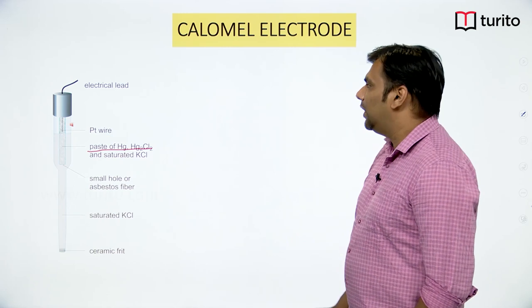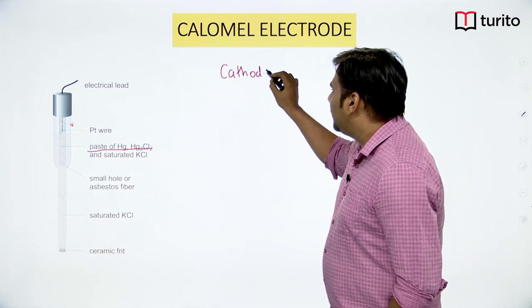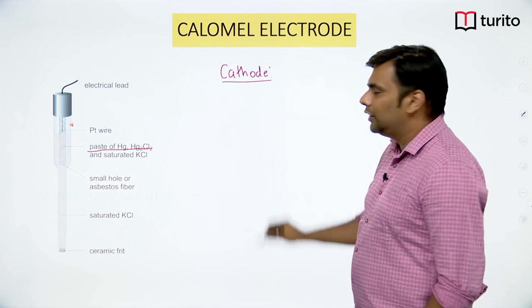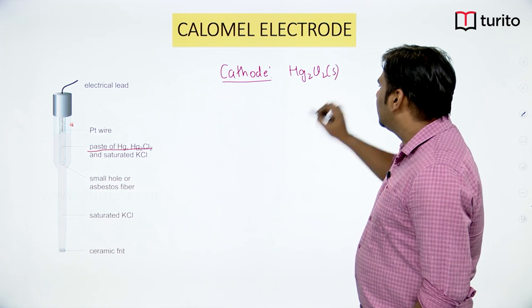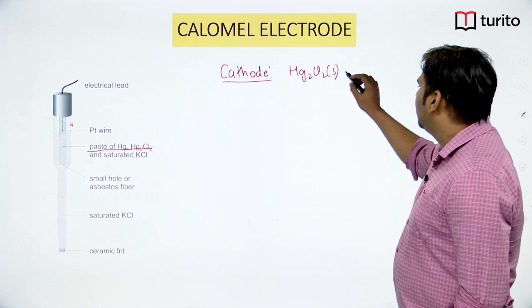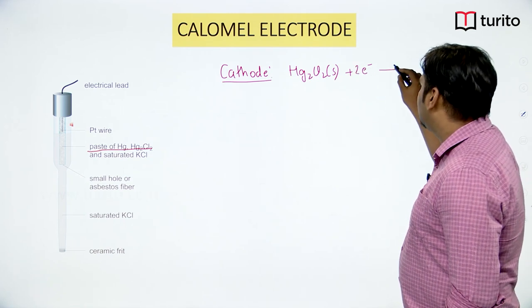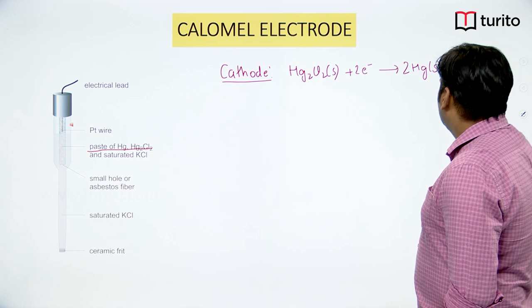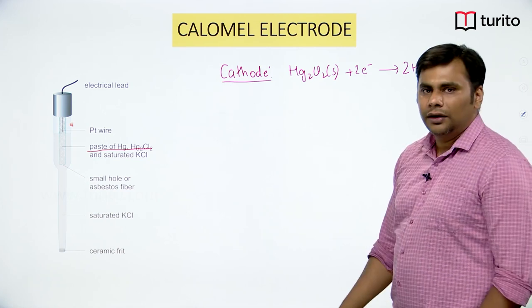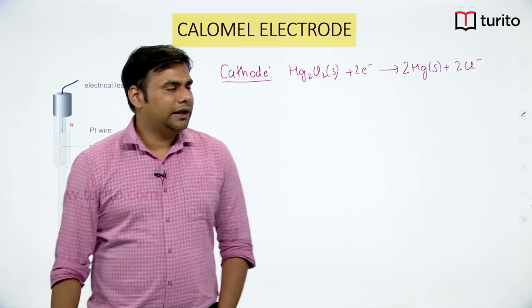Okay, so in the calomel electrode, let us say it is acting as a cathode. In the cathode, we know that reduction is happening. So the Hg2Cl2 would take up the electrons. It would take up 2 electrons and change into 2Hg plus 2Cl-. Okay, so this is what happens when this is present as a cathode.